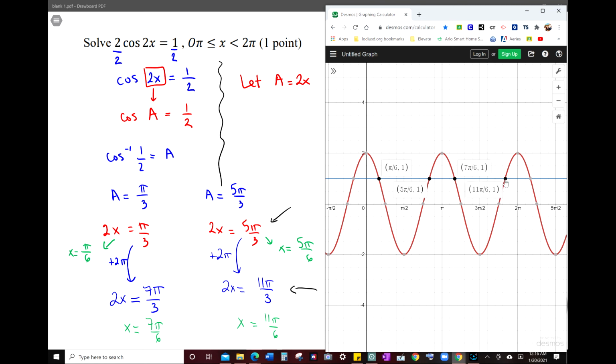So no matter which way we use, whether we solve it algebraically or using a graph, we get the same answer. Alright, hopefully this video helped you understand a little bit more about how to solve trigonometric equations when the angle is not a single angle.